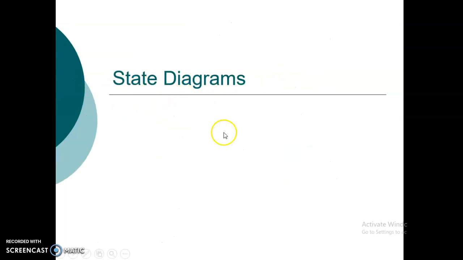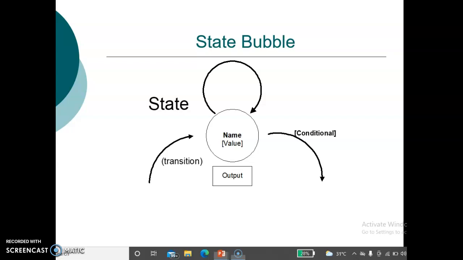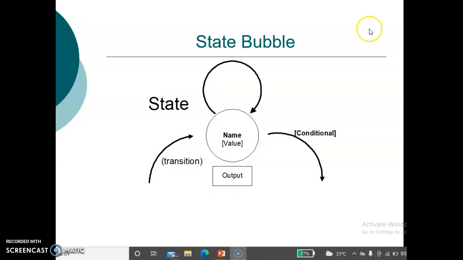State diagrams. State bubble. State name, that is value. Here itself, in this state itself, here is the conditional output, here the transition, okay, this is the transition, here the output.